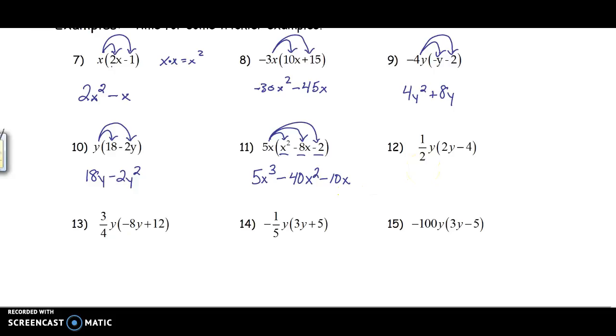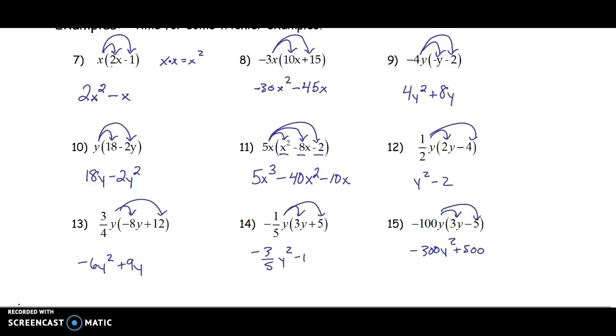Okay, why don't you go ahead and give the last 4 on this page a try on their own. All right, so check your answers, see how you did. Hopefully you're doing all right. All right, so let's move on here.